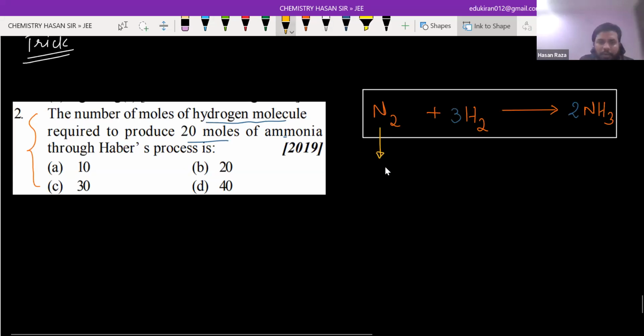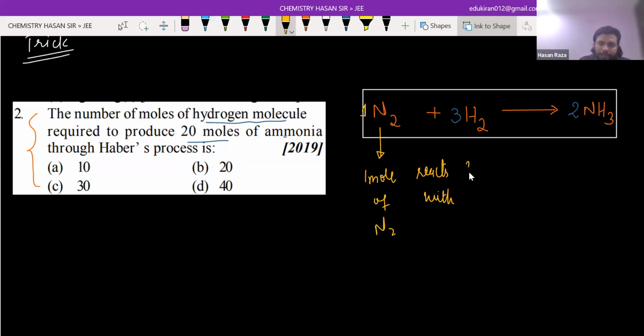What is the number of moles of N2 here? 1 mole, because its stoichiometric coefficient is 1. 1 mole of N2 reacts with 3 moles of H2 to give 2 moles of NH3. Yes or no?